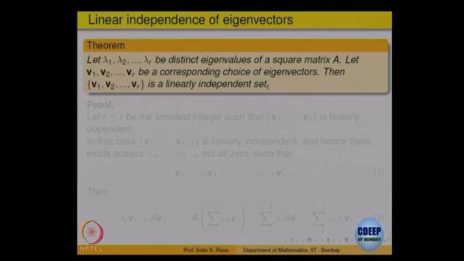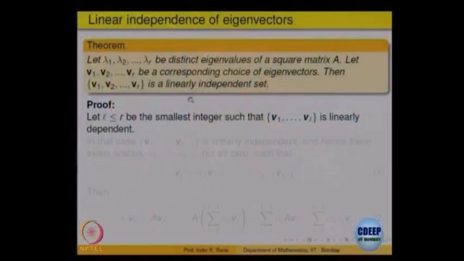Even though all the eigenvalues need not be distinct, if you collect the eigenvectors corresponding to distinct eigenvalues, they will form a linearly independent set. So, at least there is some achievement: whatever eigenvalues are distinct, for each one of them you find an eigenvector, and at least that many linearly independent vectors you have got. So, let us prove this.